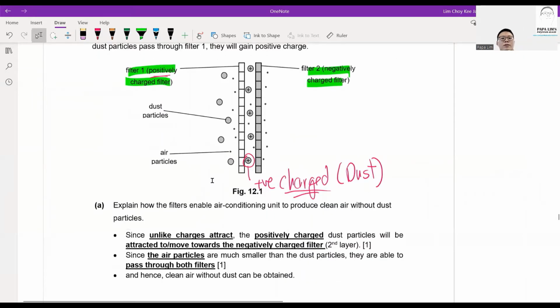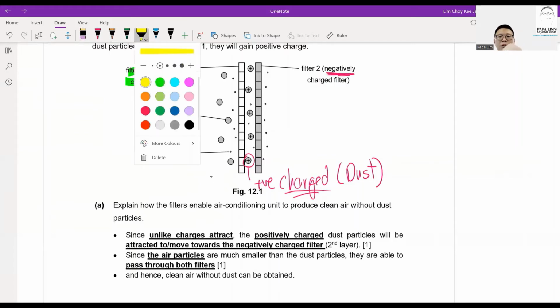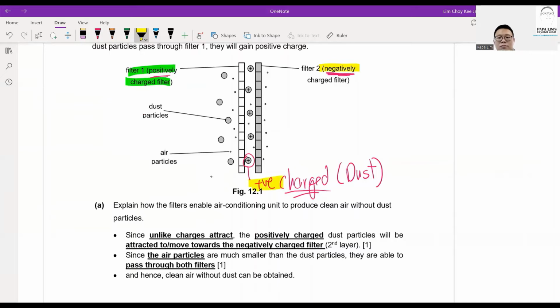After that, I have the second layer, which is negative charge. Okay, now I have a negative charge layer. Negative charge, positive charge. Okay, I will have what I call unlike charges attract in the second layer.